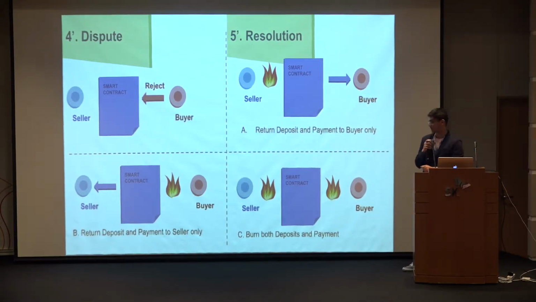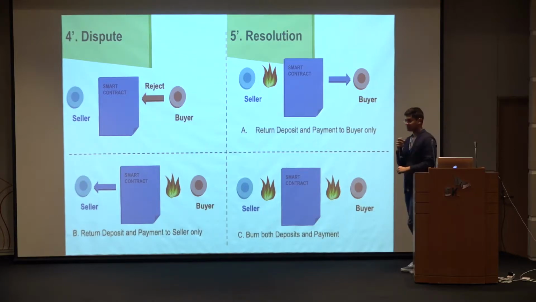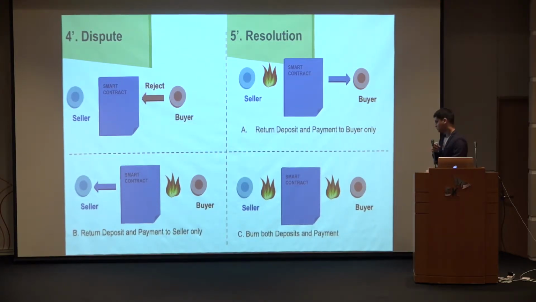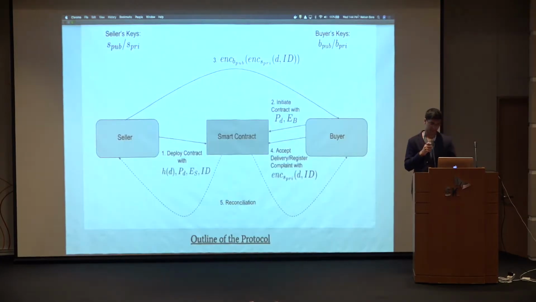The second thing that might happen, figure B, is that the buyer was malicious and received the product and in bad faith just said that the seller was faulty. And in this case, it should never be able to prove that the seller was faulty. And its deposit should be burned and the seller's deposit and the payment should go to the seller. But there is a third case that might happen due to some inattributable faults, in which both their deposits get burned.